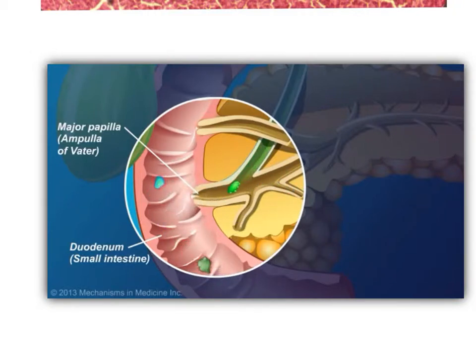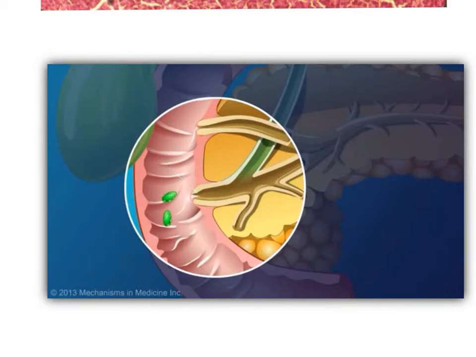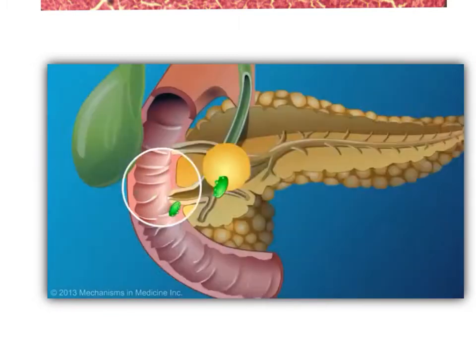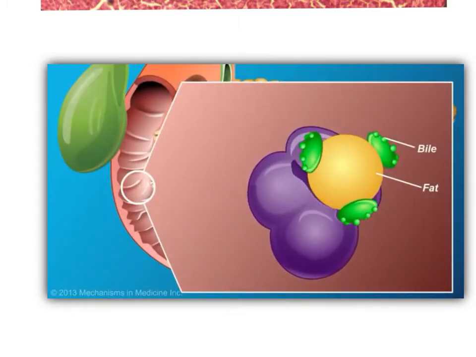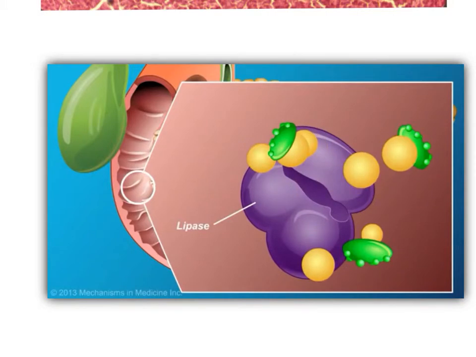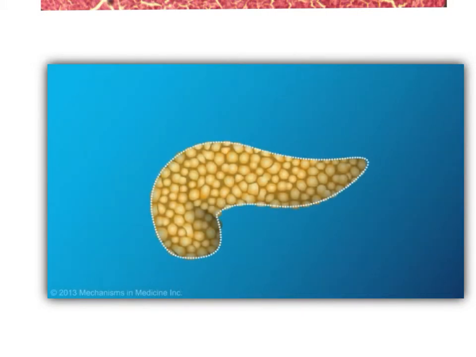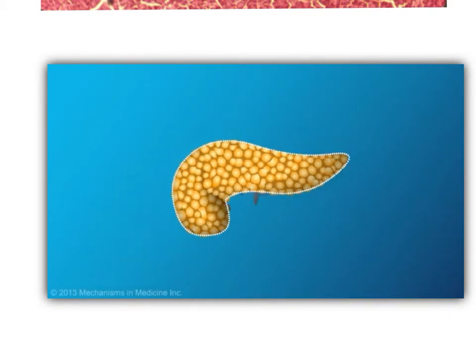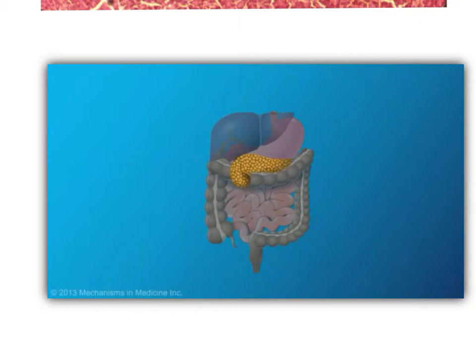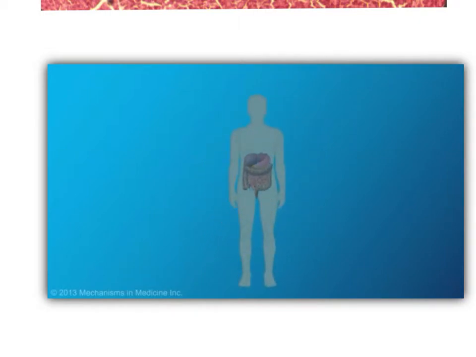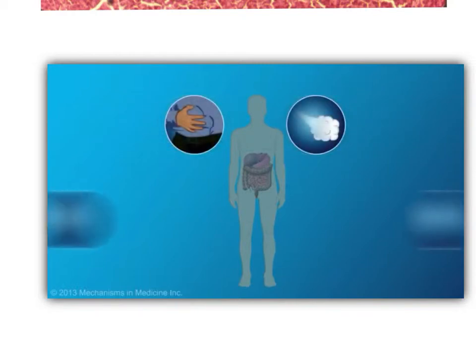Bile from the gallbladder also enters the duodenum at the major papilla. Bile breaks apart fat into smaller fat droplets, which are easier for lipase to digest. When the pancreas is healthy, it contributes to a healthy digestive system. However, when our pancreas does not function correctly and is unwell, we can have trouble digesting food properly or maintaining our blood sugar in a healthy range.